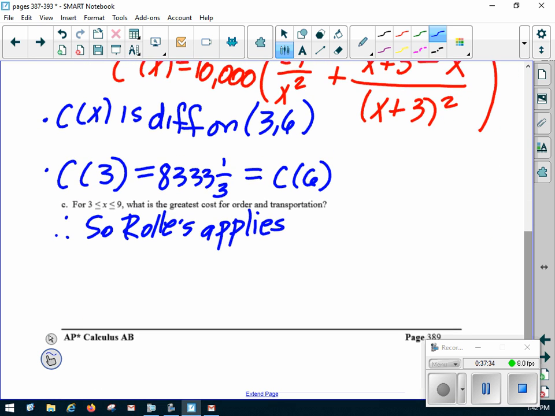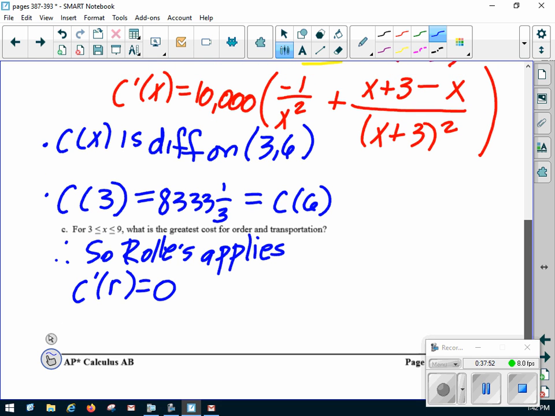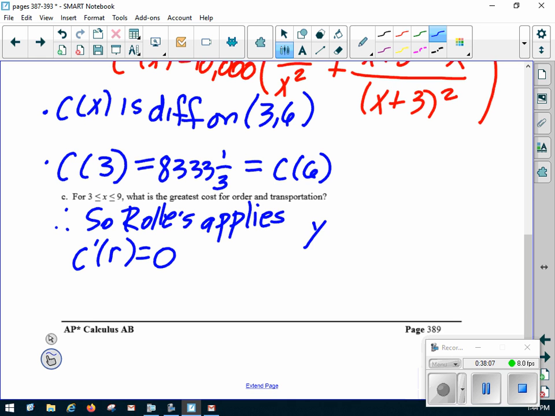Okay. All right. So here's what we know. So C prime of R has to equal 0, right? Well, I did the derivative. Put that in your calculator in Y1. Find the zeros. But remember, you're only looking between 3 and 6. And then we put x equals 1. Whatever. X is approximately what? 4 point what?